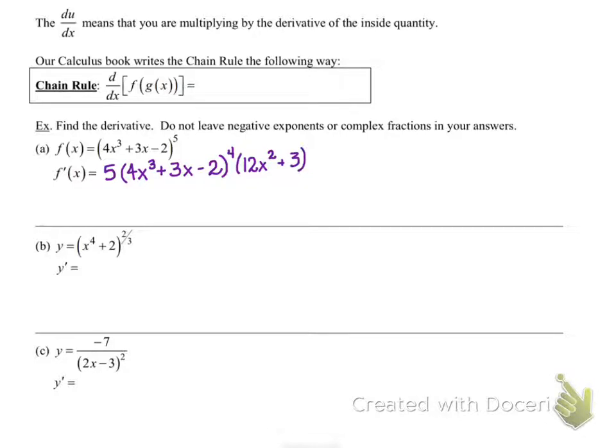Next one, take the power down, subtract 1 from the power. Once you've done that, you're going to take the derivative of the inner function, which would leave you with 4x cubed. And you also need to remember to read the directions. It says that you should not have any negative exponents or complex fractions in your answers. So let's fix it quickly.